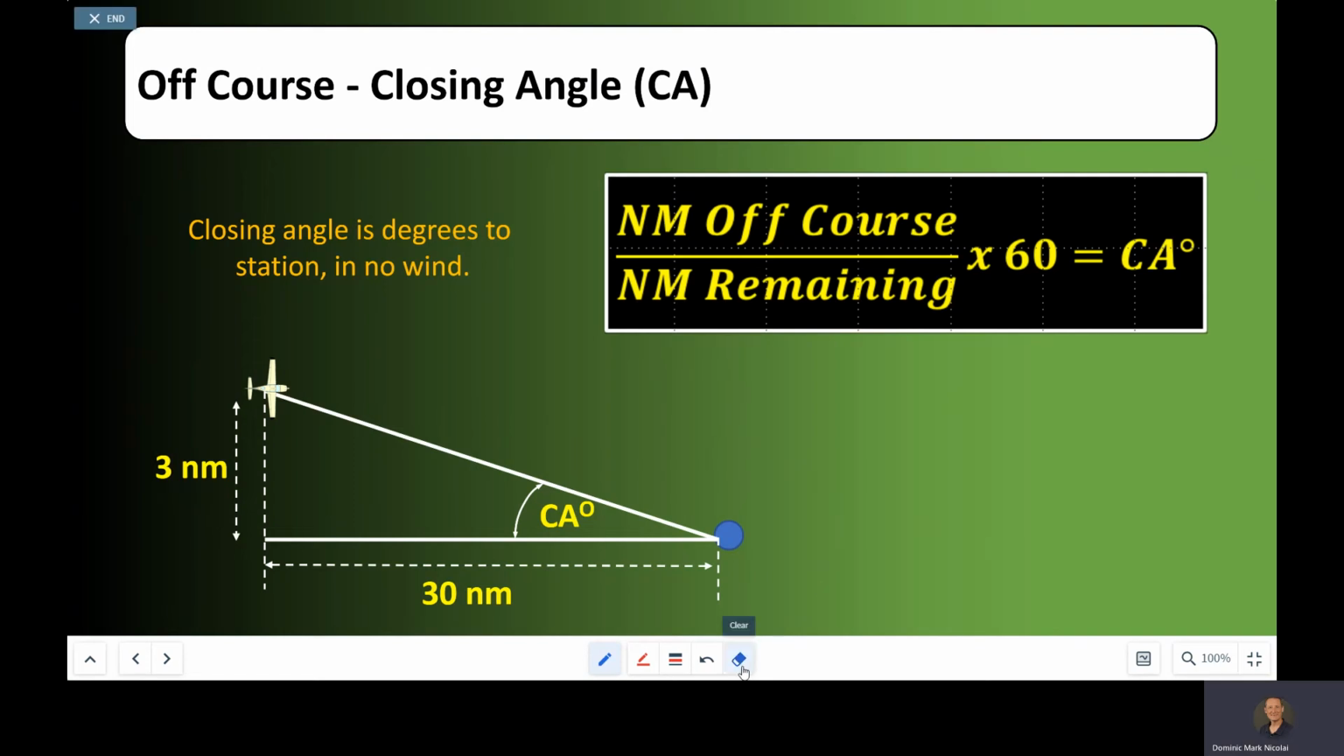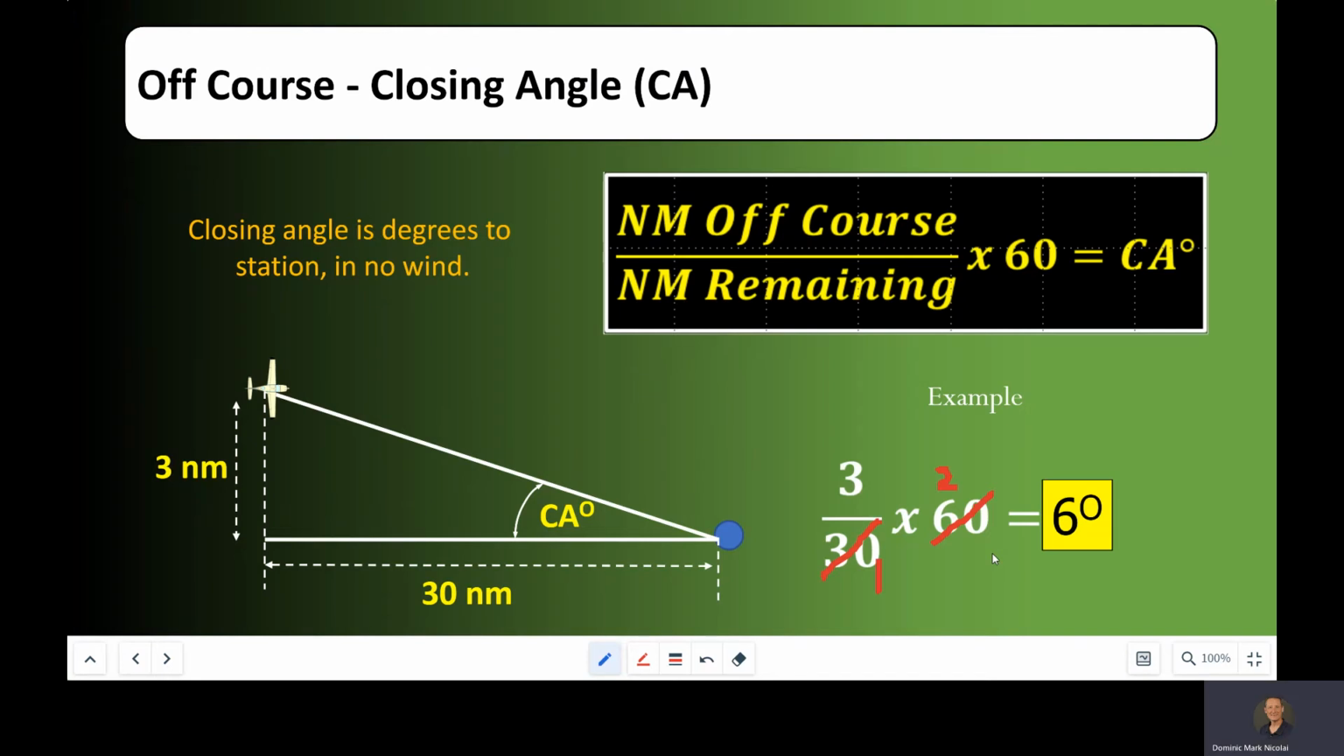So in this case here, we'll just simply take our 3 divided by 30, multiply by 60. That equals x. And if I want to simplify this, 30 divided by 30 is 1. 60 divided by 30 is 2. So that would give me a closing angle of 6 degrees.